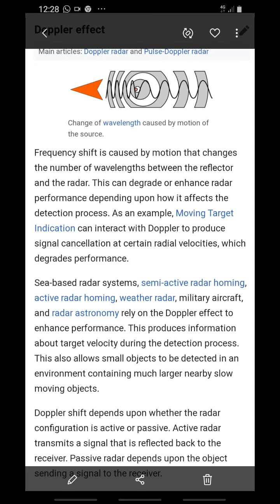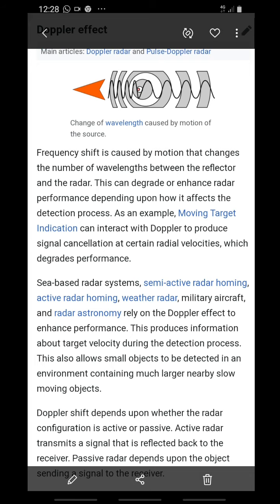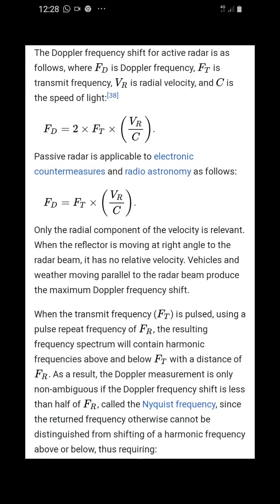Doppler shift depends upon whether the radar configuration is active or passive. Active radar transmits a signal that is reflected back to the receiver. Passive radar depends upon the object sending a signal to the receiver.